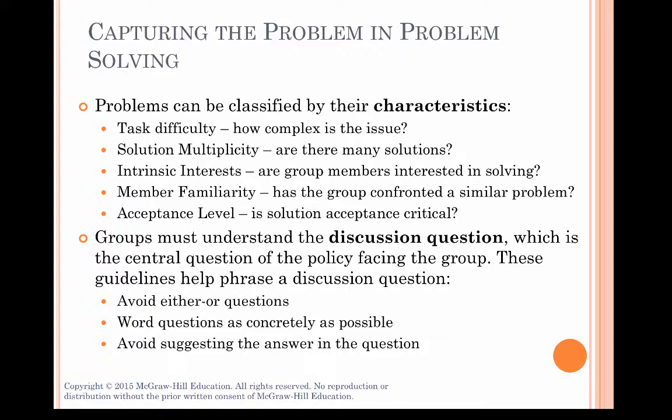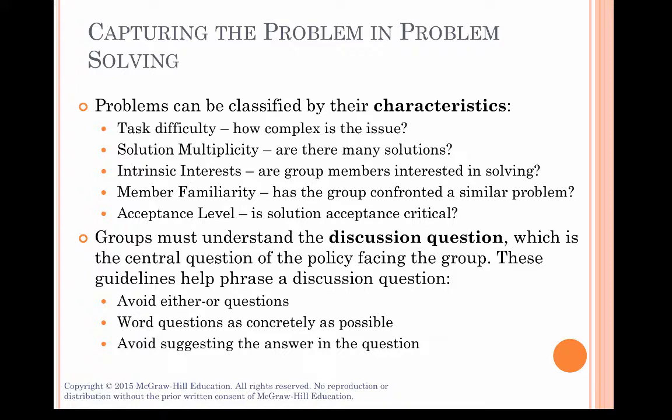Once you have a clear understanding of the problem and your group's goal regarding it, then you can come up with your discussion question. Now, this is like a central idea or thesis statement, but it's phrased in question form. It must be a clear statement of the problem and can't be vague or leading to a particular solution. So here are some guidelines to help you phrase your questions well.